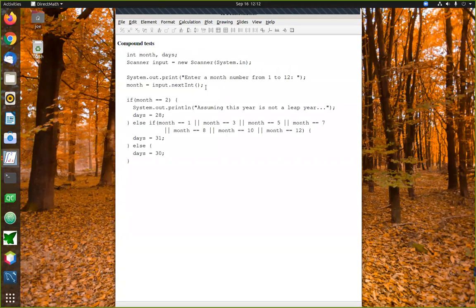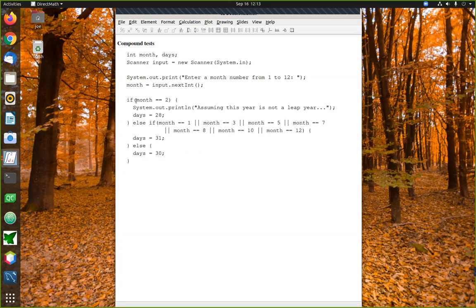Now, here's another example. In this example, we're going to write a short, simple program where somebody's going to enter a number for a month. They're going to enter a number from 1 to 12, from January through December, and we're going to set up an if statement that prints a message telling them how many days are in that particular month. So here's the basic setup.